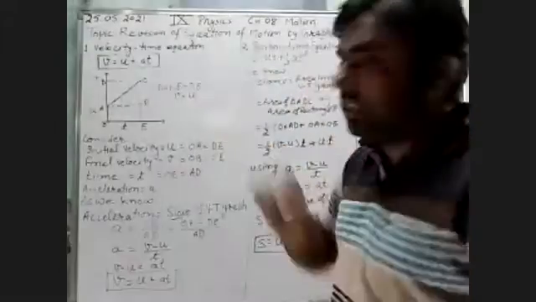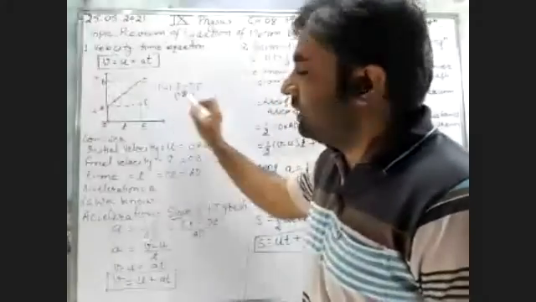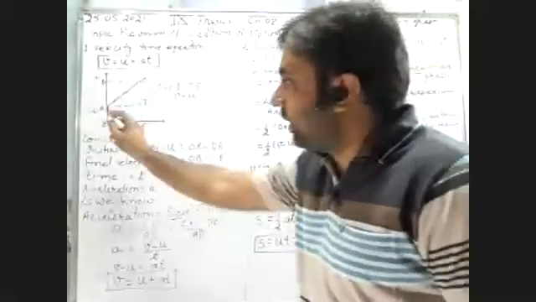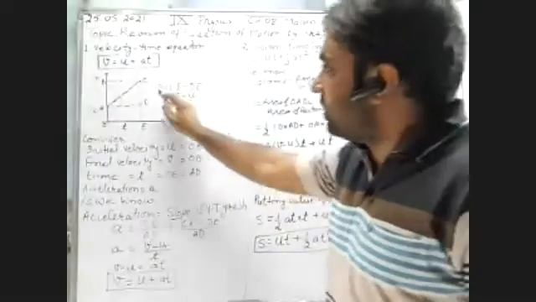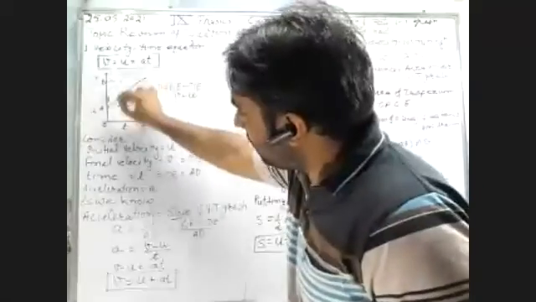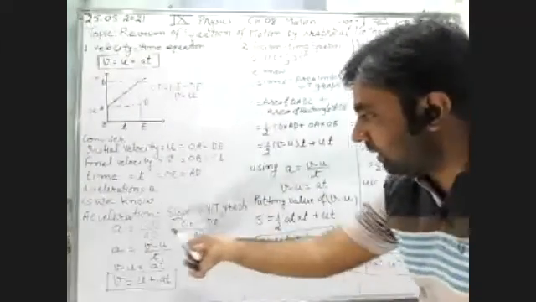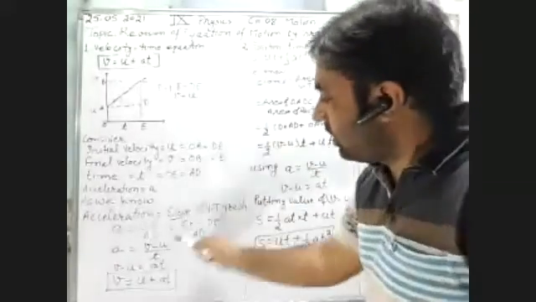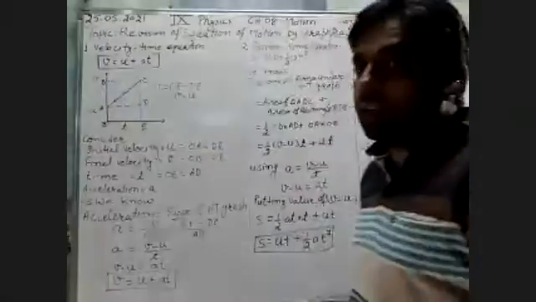CE minus DE. What is CE? CE is V. What is DE? DE is opposite to OA, and OA is U. Therefore, DE will also be U. So what is CD? CE minus DE. CE is V, DE is U. So we will write CD as CE minus DE, which is V minus U, or simply final velocity minus initial velocity.